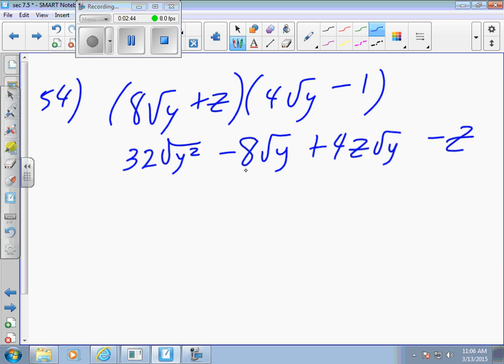The only thing that we can simplify here is the square root of y squared is y, so 32y. And then the rest of this. Can we put the square root of y term and the square root of y term together? No, because this one has a z and this one doesn't. Same variable and radical parts.